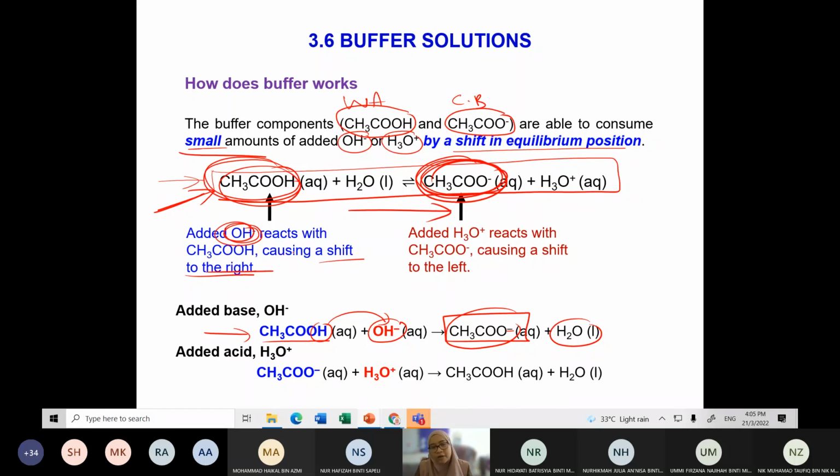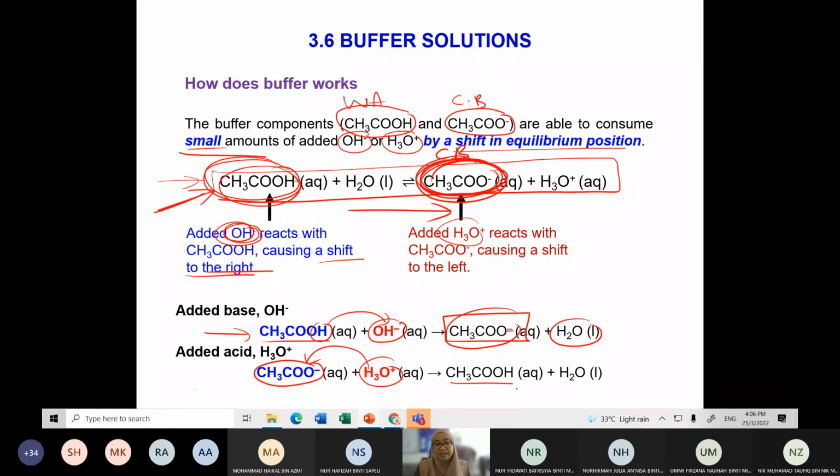Okay. Alright. So how about if we add in H3O+? Kita kacau this same buffer by adding H3O+. H3O+ is an acid, right? So nak counter the acid, kita kena react with base. Base from the buffer. So siapa yang behave sebagai base? This one, dia behave sebagai base. So this conjugate base, CH3COO- will react with the added H3O+ to produce CH3COOH plus H2O. So H from the H3O+ will be given to the CH3COO-.